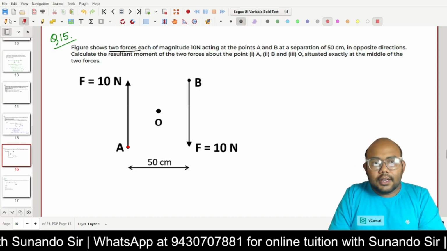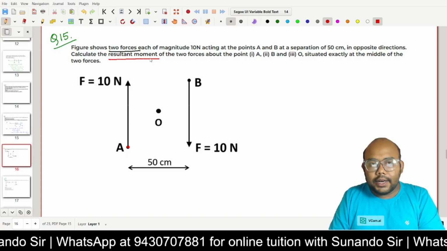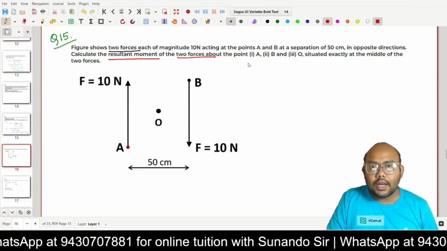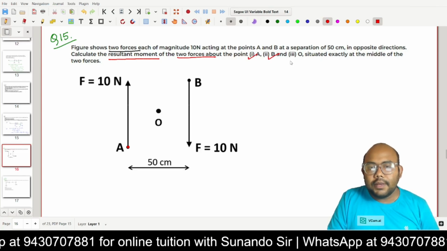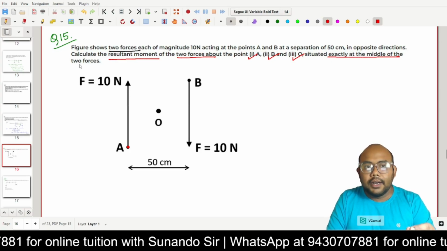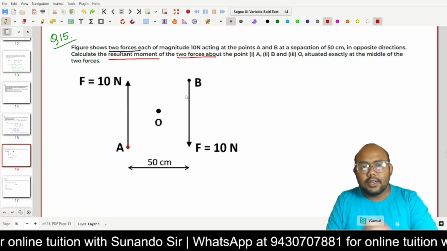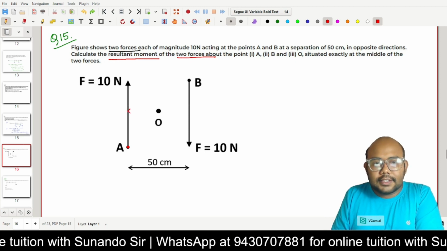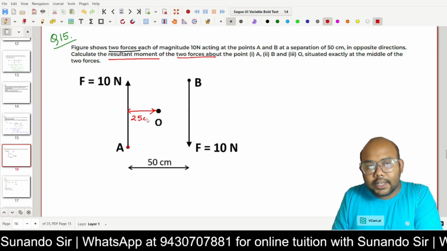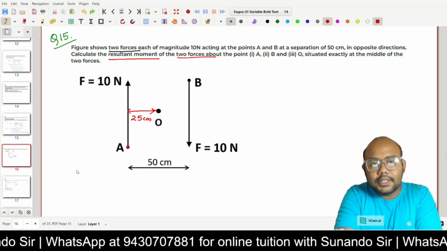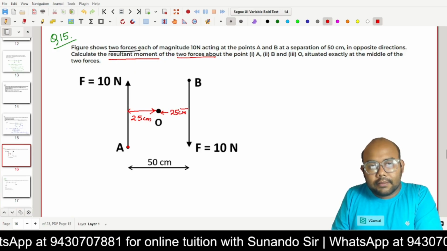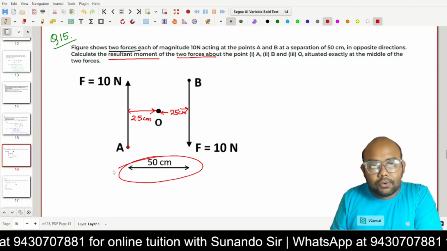Now what is asked? Calculate the resultant moment. We have to find the resultant moment, the total moment of these two forces about point A, point B and point O. And point O is situated exactly at the middle of the two forces. So that is also clear to us. That means this particular distance is 25 centimeter, the half of 50 centimeter. Similarly, this particular distance is another 25 centimeter. So 25 plus 25, the total is 50 centimeter.